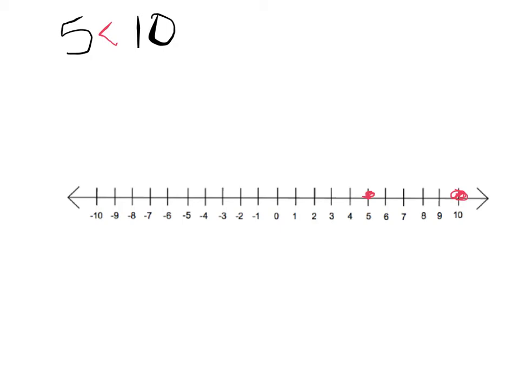Let's say we had -3 and -7. This one's a little bit tricky. So let's find -3 on the number line. And let's find -7. If we look at the number line, -3 is to the right of -7. So -3 is actually greater than -7. The bigger numbers are to the right. The smaller numbers are to the left.